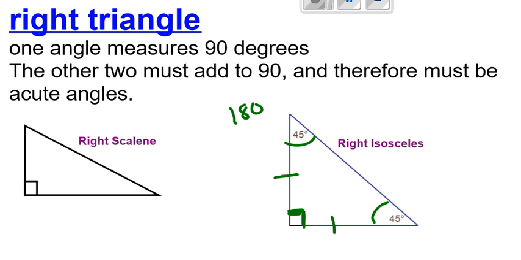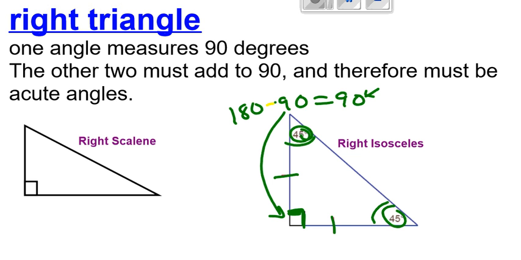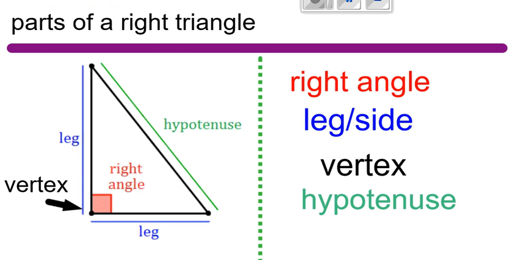So here's what I'm talking about. 180 minus 90 gives me 90. So I took this 90 degrees out of the process. That means this angle right here plus this angle right there have to be the remaining 90. But since this is isosceles, they have to be equal to each other. So 90 divided by 2 gives you those 45-degree angles.